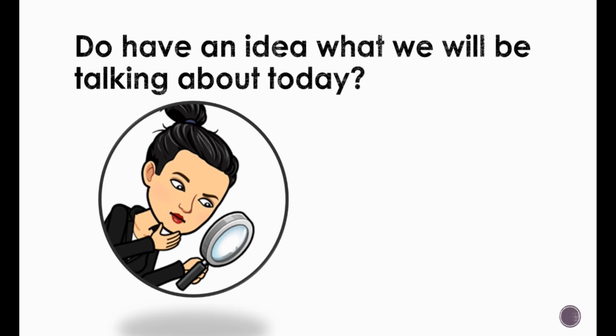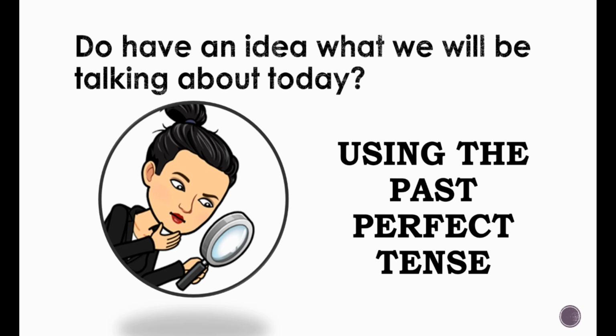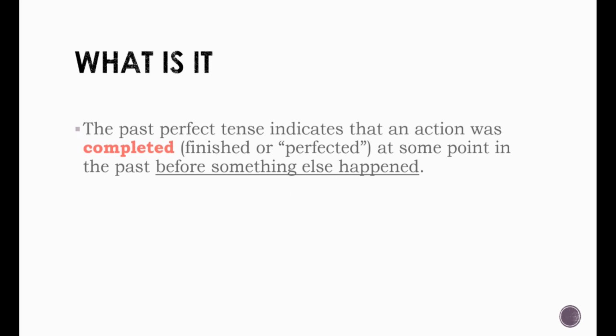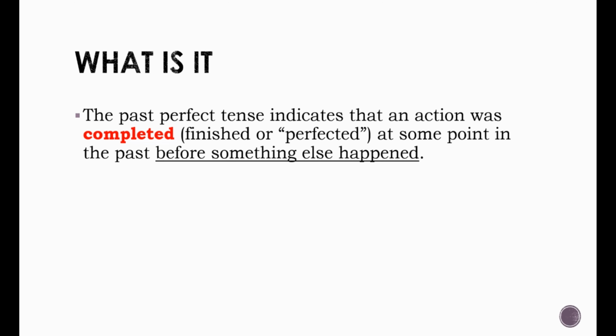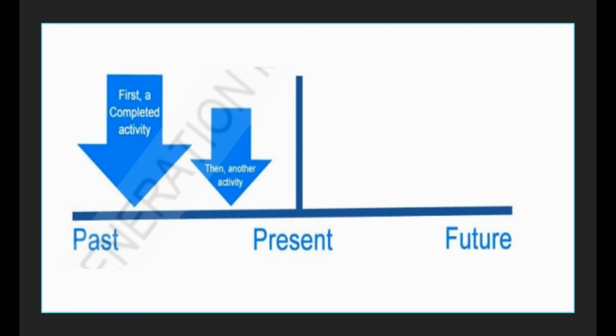So do you have an idea what we will be talking about today? That's right. We'll be talking about using the past perfect tense. Past perfect tense indicates that an action was completed, finished, or perfected at some point in the past before something else happened. Looking at the picture, you can see that 2 actions happened in the past, but the first one happened before another. The first completed activity will have the past perfect form, while the second activity will have the past form.